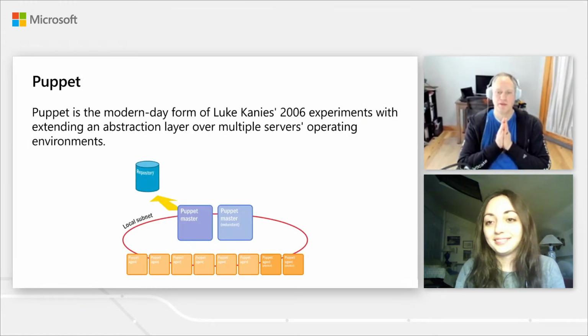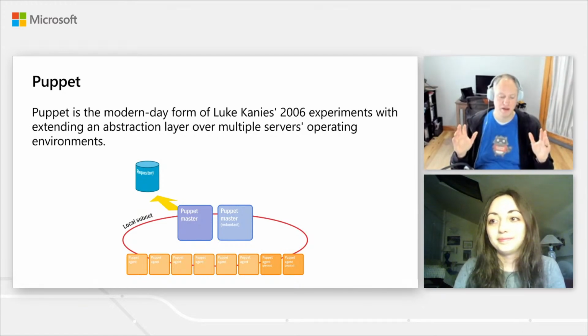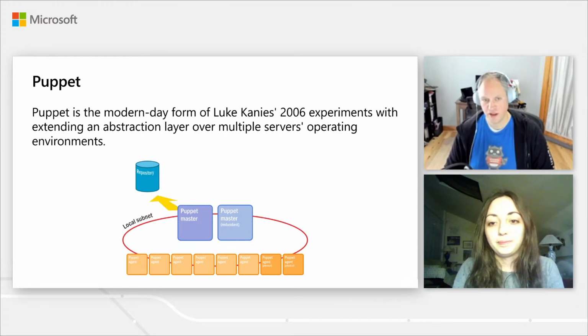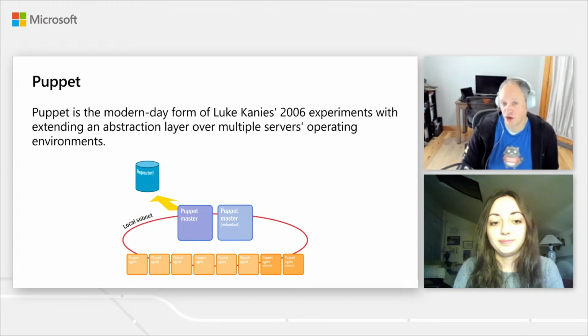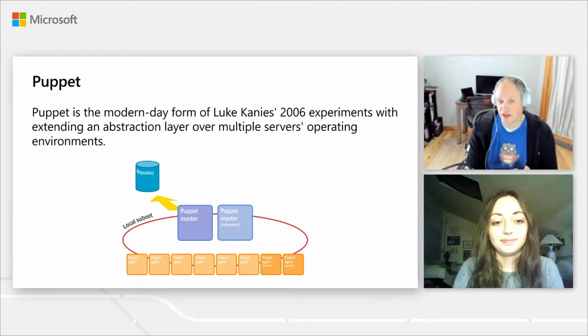Now, let's talk about a couple of other tools. Whenever we talk about infrastructure as code, there are two tools that always come up. The first ones that come up in any discussion are Puppet and Chef. Puppet is the modern day form of Luke Kanies' 2006 experiments with extending an abstraction layer over multiple server operating systems, right? It really comes down to having an engine whose main job is to take an input specification of the desired state and determine the sequence of steps necessary to get that system to that state or near that state, and then to execute those steps.